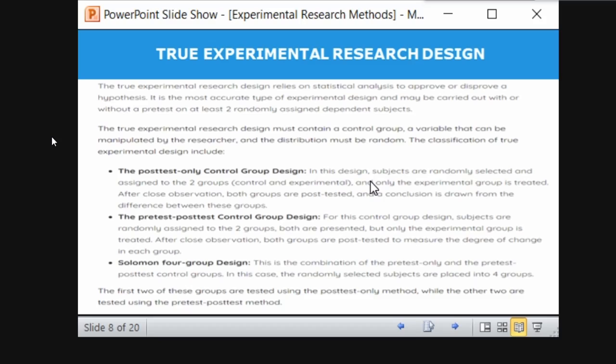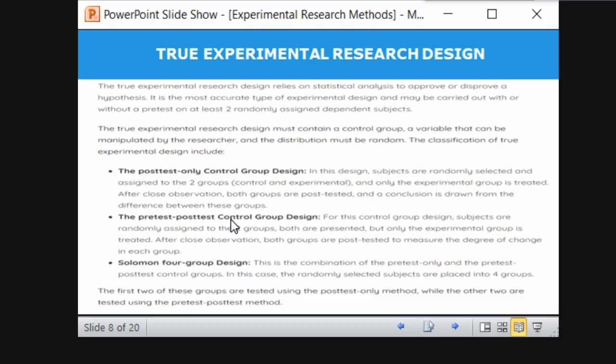Okay, so after observation, both groups are post-tested to measure the degree of change in each group. The pre-test I am giving only to the experimental group, but for both groups I am doing the post-test. When I do a pre-test and a post-test, that is called the pre-test post-test control group design. So what do we mean by the Solomon 4 group design?